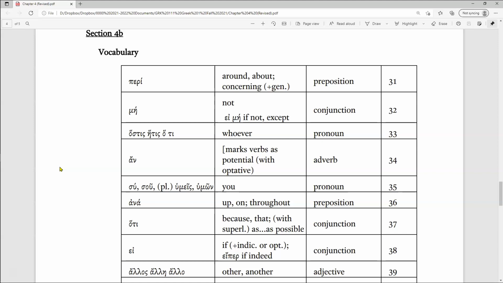Ana is up. So Xenophon's Anabasis is the march up to the sea. Kata is down. So an anastrophe would be an upturn. A catastrophe would be a downturn.